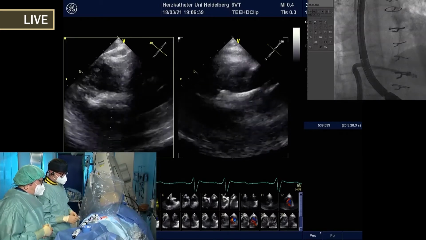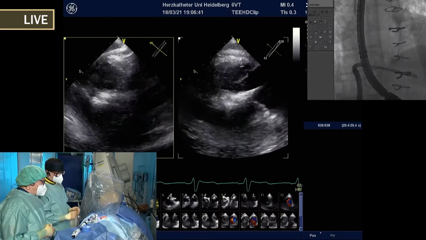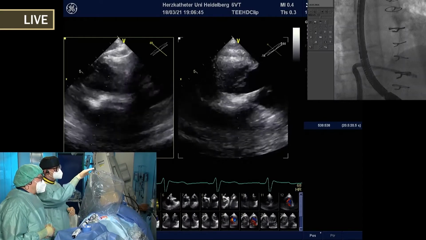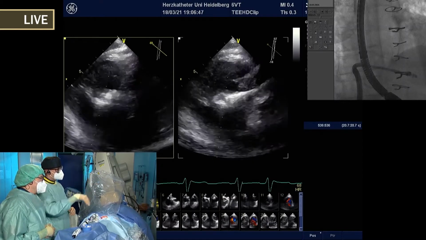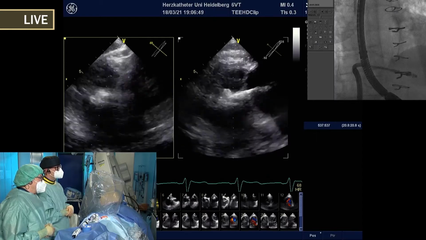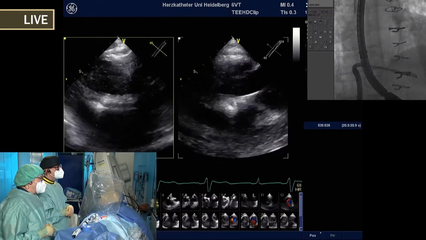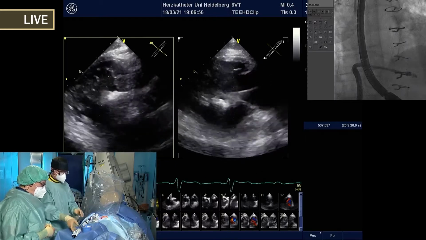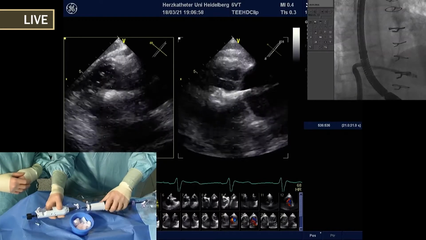And a similar maneuver I can do with this flex knob here on the steerable. So if I unflex, I go more to the anterior commissure. If I flex, I go more to the posterior commissure. So this is the way of maneuvering the device to the right spot in the tricuspid valve. So I will maneuver it to the right position.